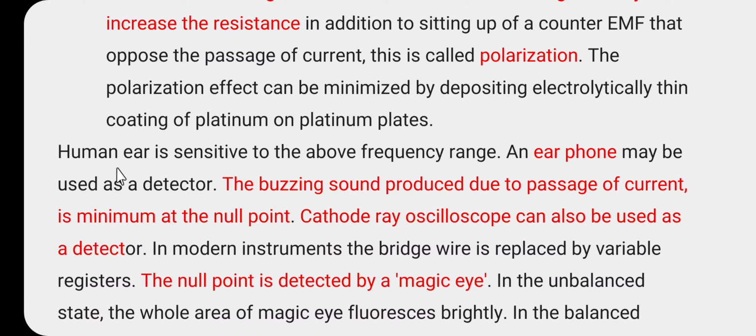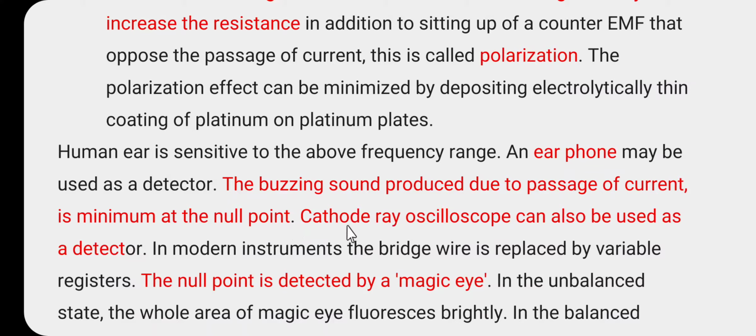Number one is the human ear. The human ear is sensitive to the above alternating frequency range, and an earphone may be used as a detector. A buzzing sound is produced due to the passage of the current. When the current is passing through the circuit, the buzzing sound is produced, and when the balance point is obtained, the buzzing sound is minimum at the null point or balance point. This can be detected with the help of the human ear, and for that purpose an earphone may be used just to find the null point.